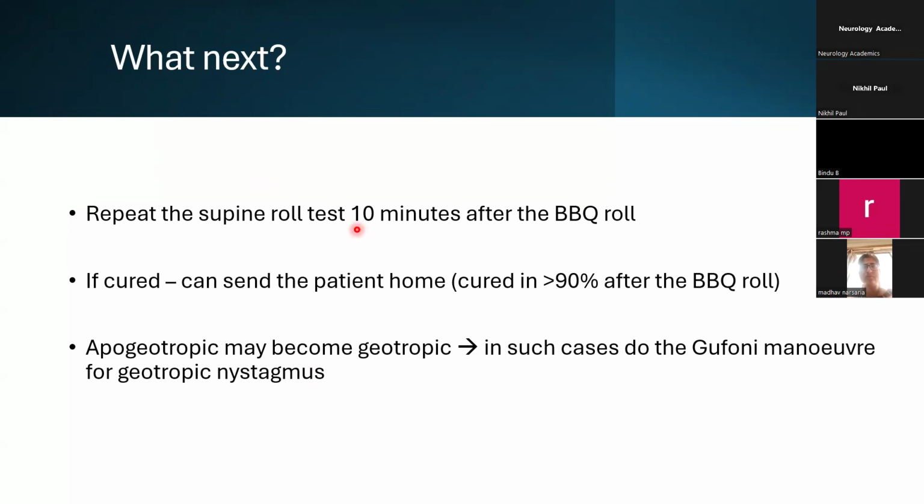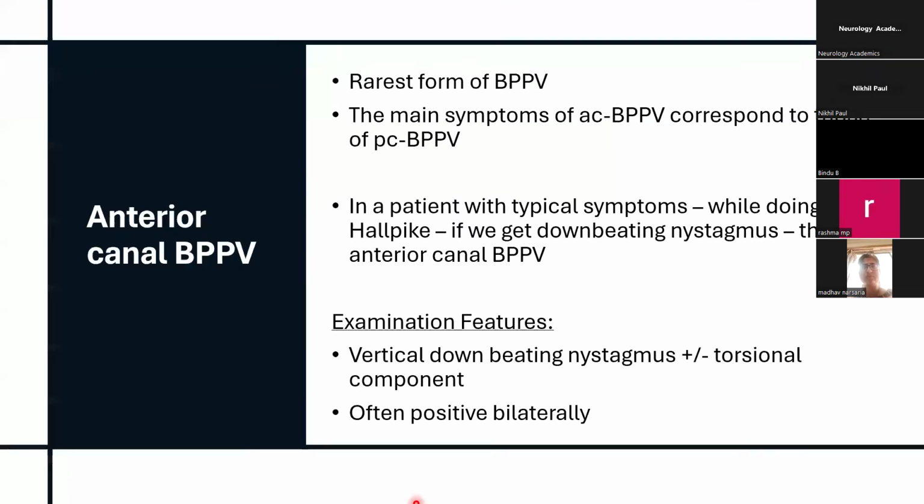So what to do after the supine roll test? After this Gufoni or barbecue roll, we have to repeat the supine roll test and see if it has been cured. If cured, we can send the patient home, and we achieve cure in more than 90% after the barbecue roll. And if it becomes a geotropic nystagmus after the maneuver, again, we just have to do the maneuver for geotropic nystagmus. So finally, a word about anterior canal BPPV.